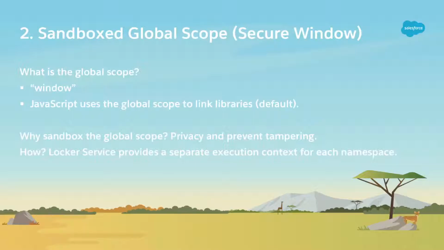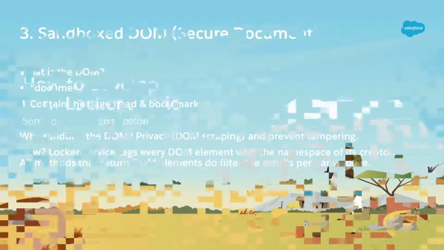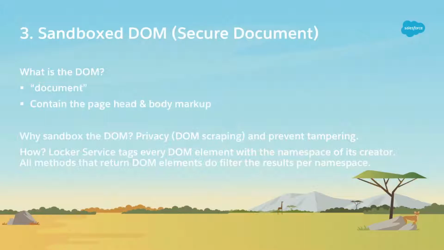And this is probably the simplest of the objects that we have in Locker Service, the global window. So every namespace gets one. Now, if we take this to the next level, there we go.